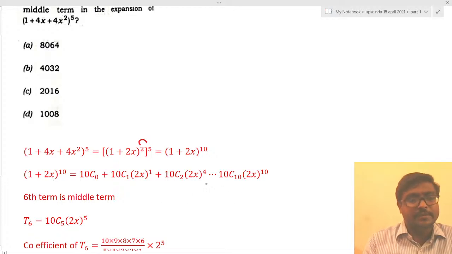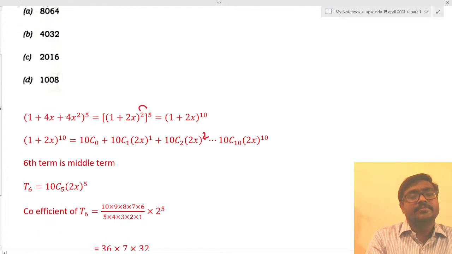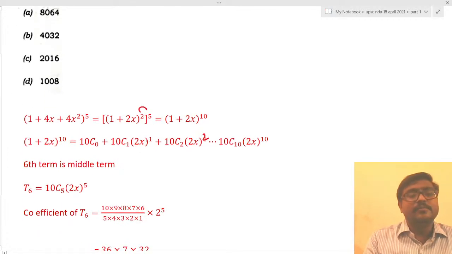Like that, it will keep going. It is nC2 x square. Now, instead of x, we have 2x. So 2x power 1, 2x power 2, like that, 2x power 10, it keeps going. Now, in this, they are asking for the coefficient of the middle term. How many elements will there be? Power is 10, there will be 11 elements.